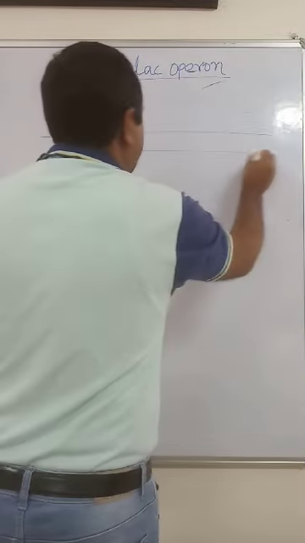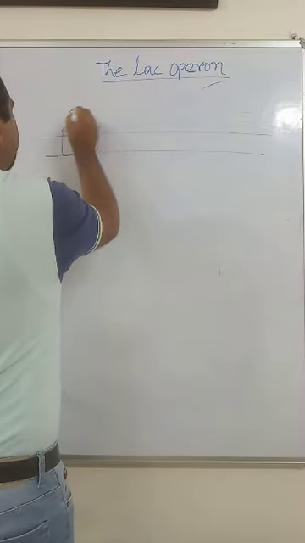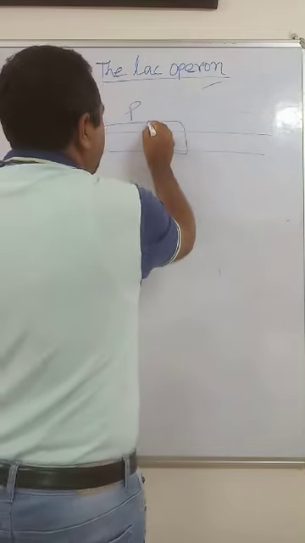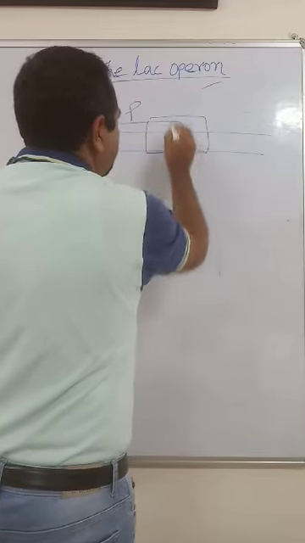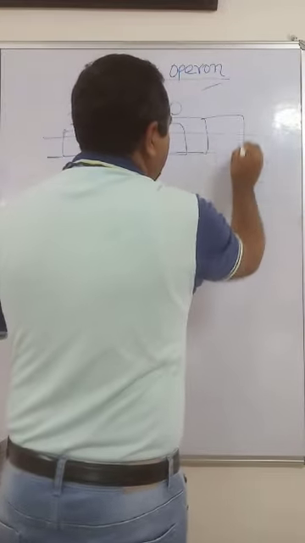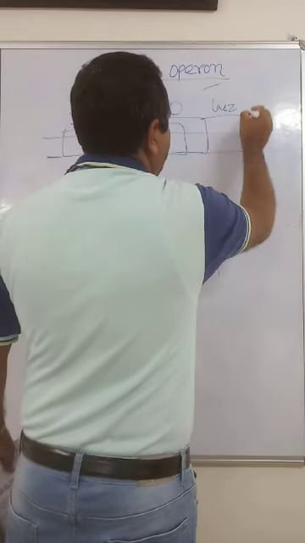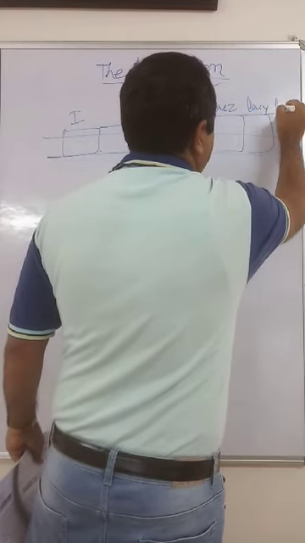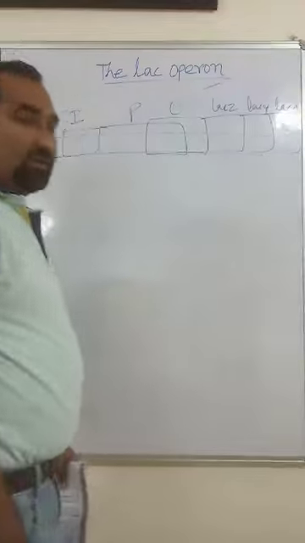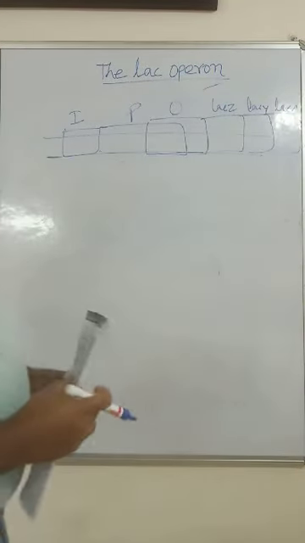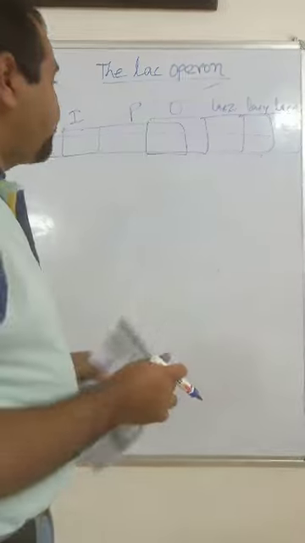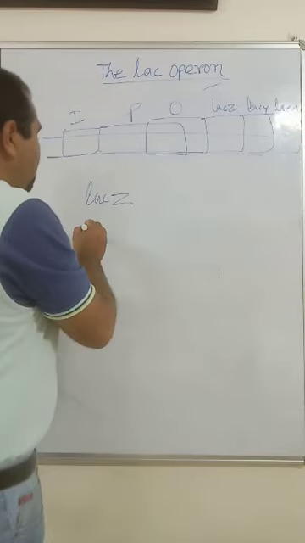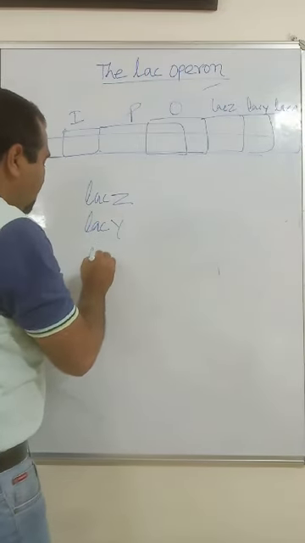This is a DNA sequence. Suppose this is a regulator sequence I, this is promoter sequence P, and this is an operator sequence O, and these are lacZ, lacY, and lacA. These three, this is the general arrangement of a lac operon. So, what are the products of lacZ gene, lacY gene, and lacA gene?